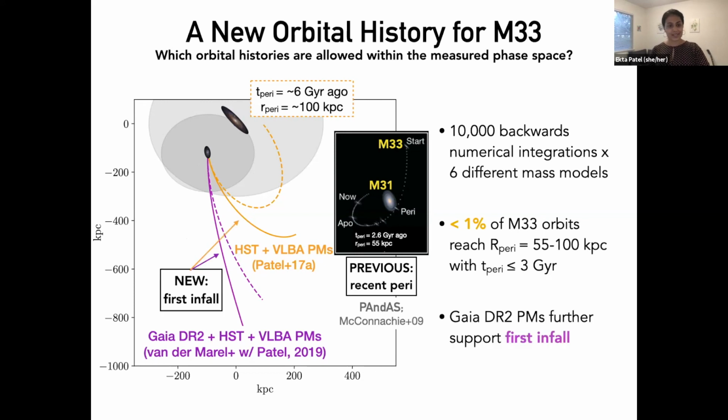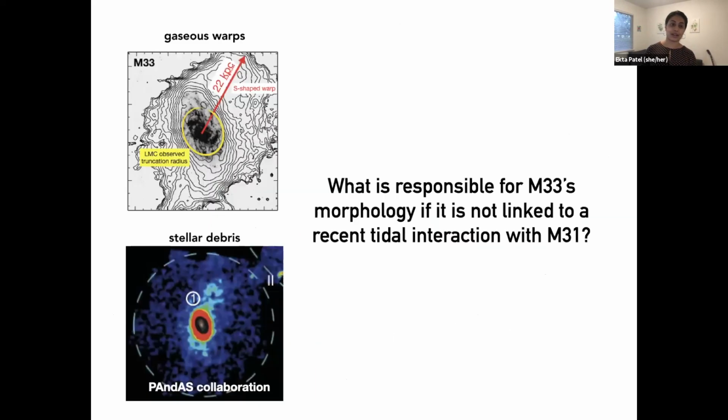So this means that M33 appears to have only recently entered M31's halo for the very first time in the last few billion years, meaning that this does not answer the original question of how M33 came to have this morphology in both the outer HI disk and the outer stellar disk.